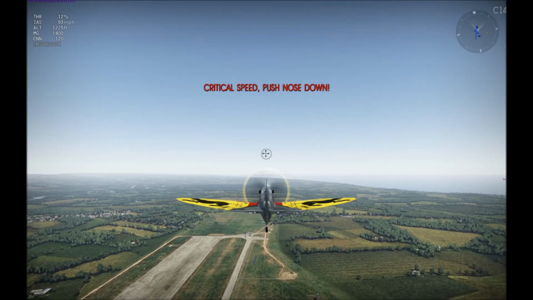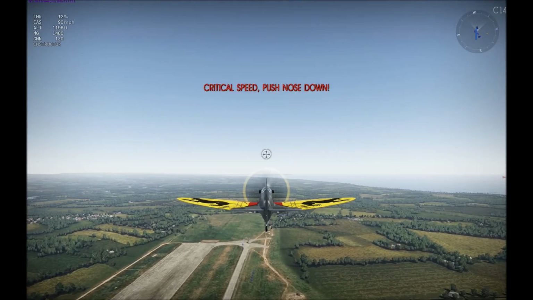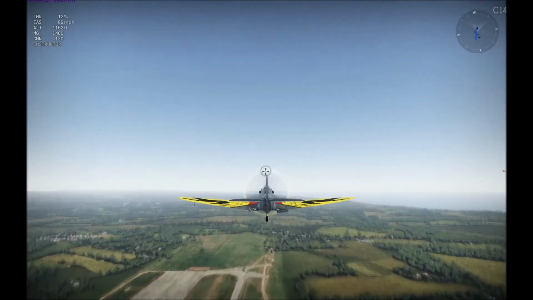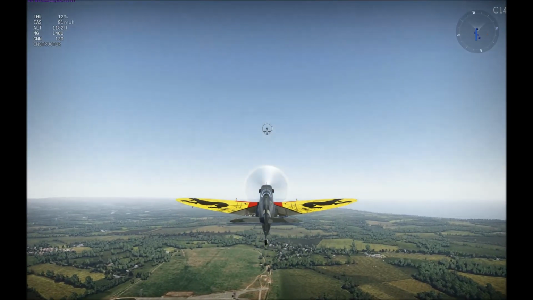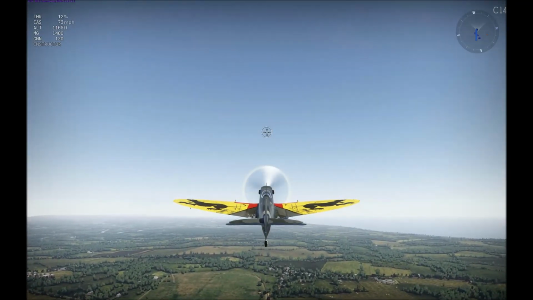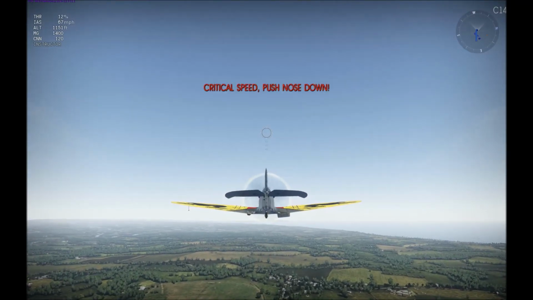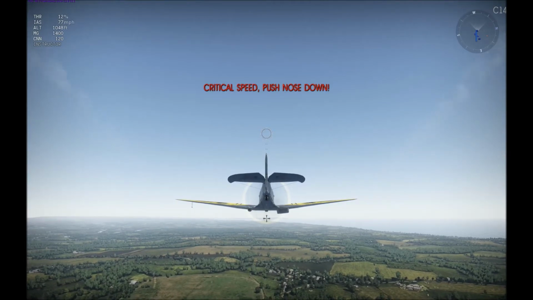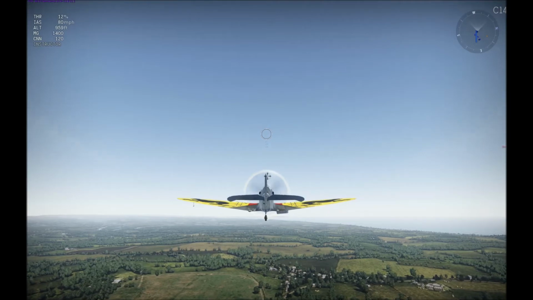The giant flashing critical speed push nose down message is telling me that I'm about to have a kinetic energy problem. So let's try to pull the nose up, and we'll see what happens. You can see the elevators are really struggling. Now I have a kinetic energy problem, because what I'm asking the airplane to do and what the airplane's actually able to do are two very different things now.